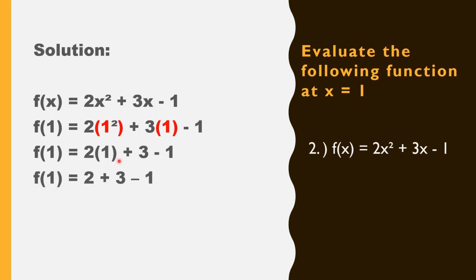Next, we have f of 1 equals 2 times 1 is 2 plus 3 minus 1. Okay, simplify further. We have f of 1 equals 2 plus 3 is 5 minus 1 is 4. So, the final answer is 4.